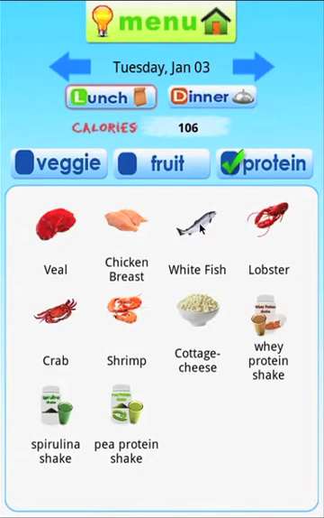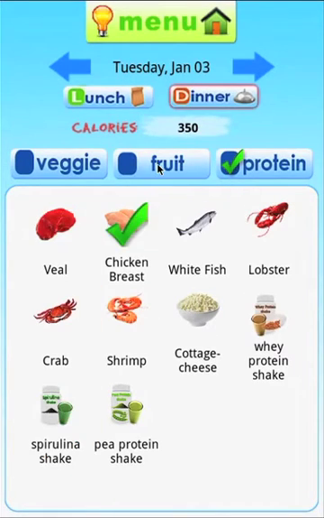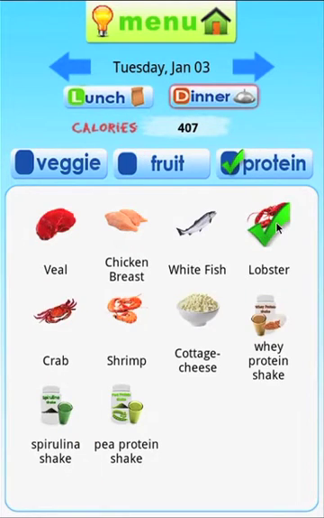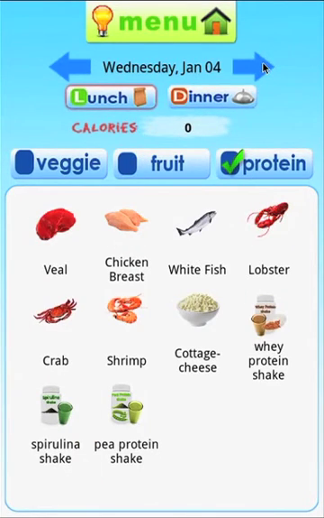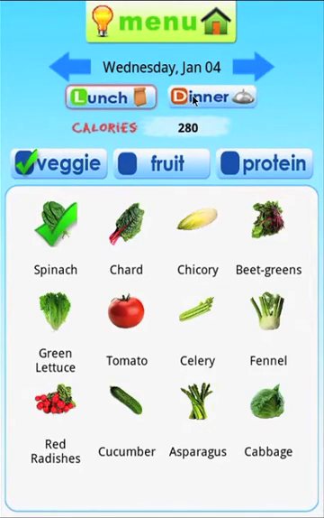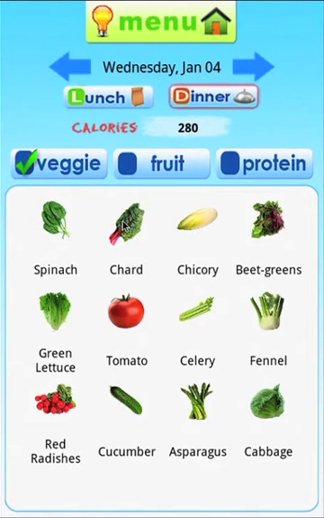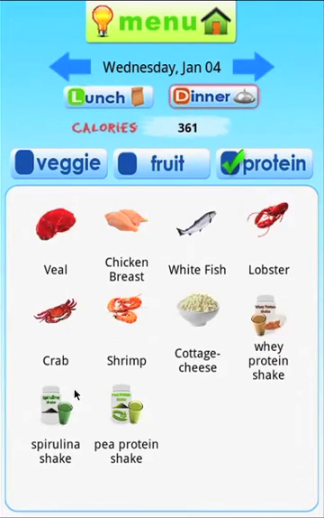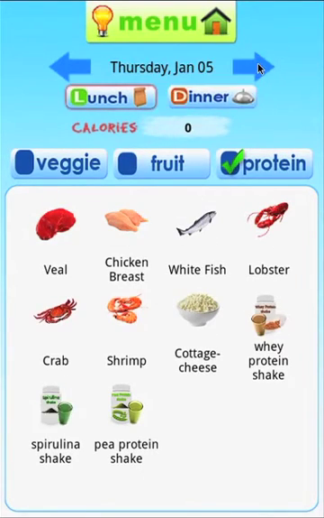I see that the calories are being counted as well for lunch, and now pressing dinner, my protein, my fruit, and veggie. I press the arrow to go to the next day, and I may plan dinner veggie as well, fruit, and my protein. I will see my calories counted for both meals, and may move to the next day.